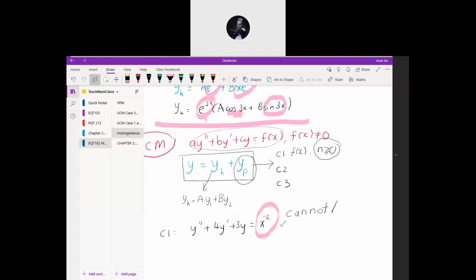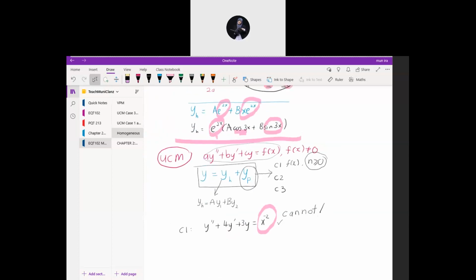Okay? You must understand very well the little things like this, the condition of each of the cases. Okay? Understand? So we cannot solve this equation by using UCM. My question is, can we solve this equation by using VPM?